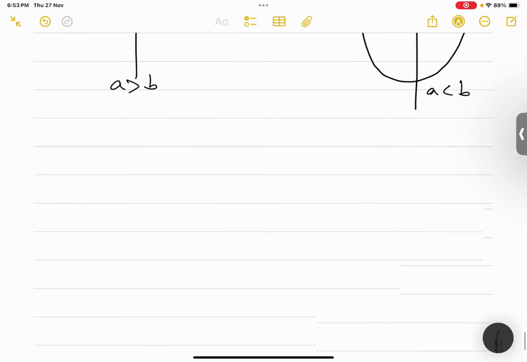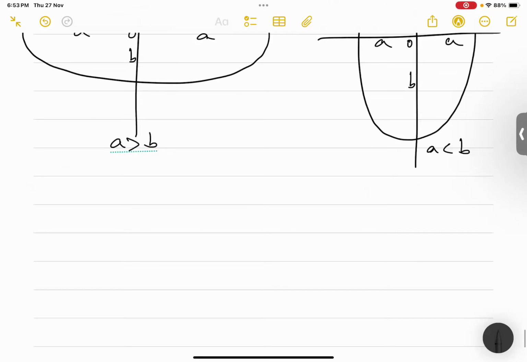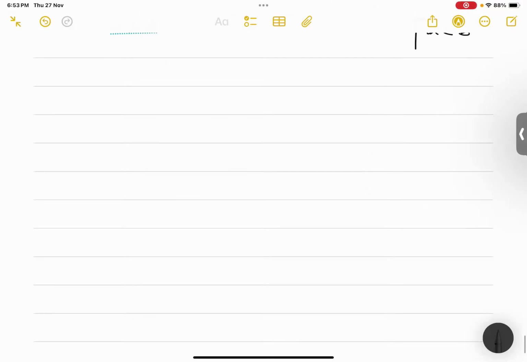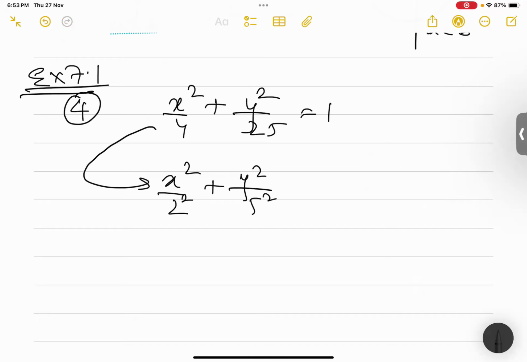Exercise 7.1, question number 4, page number 157. So they have mentioned ellipse. If they are not mentioning ellipse, we should understand that this is an ellipse. So this is x square by 2 square, y square by 5 square is equal to 1.